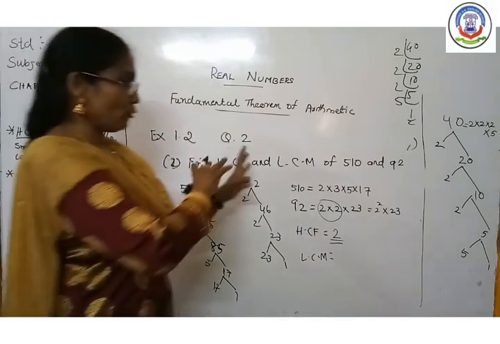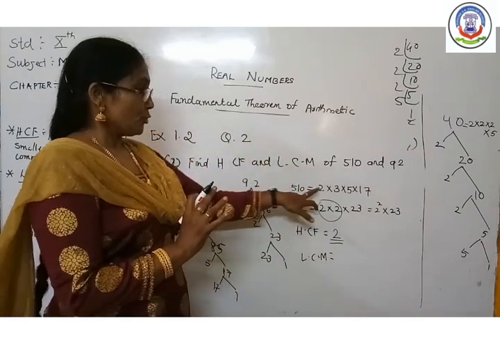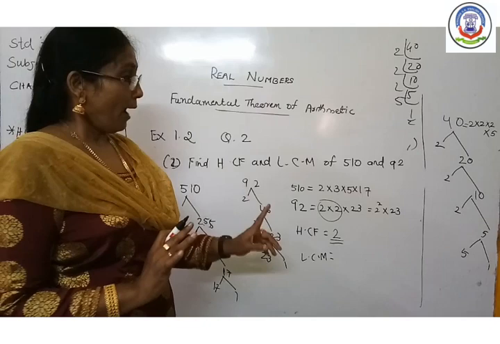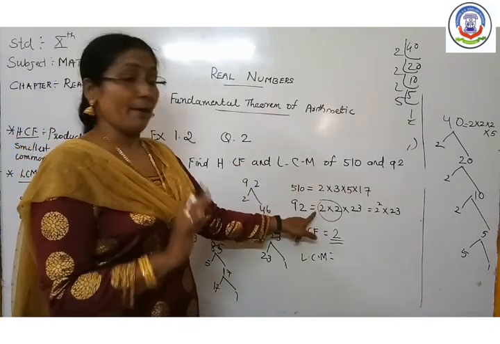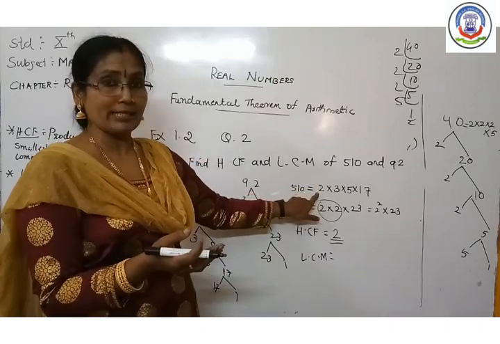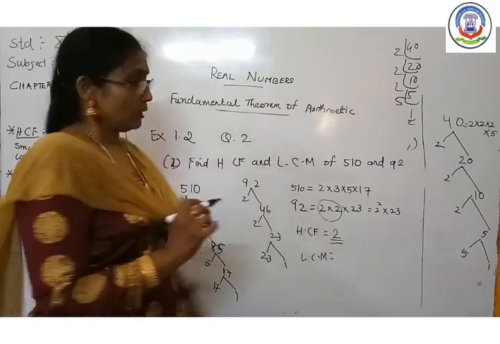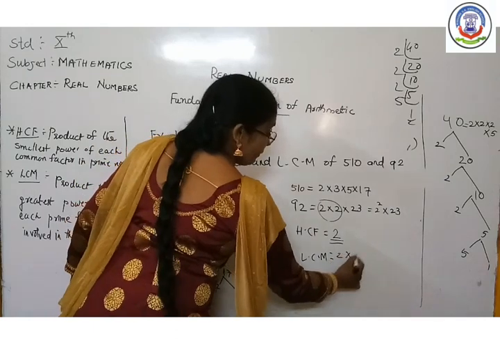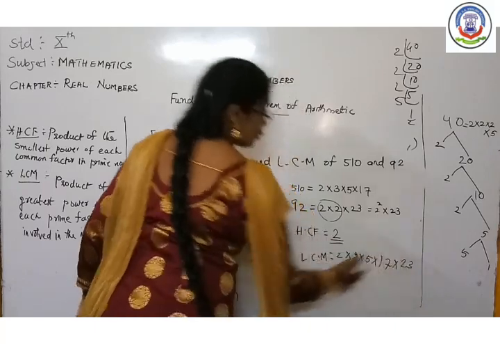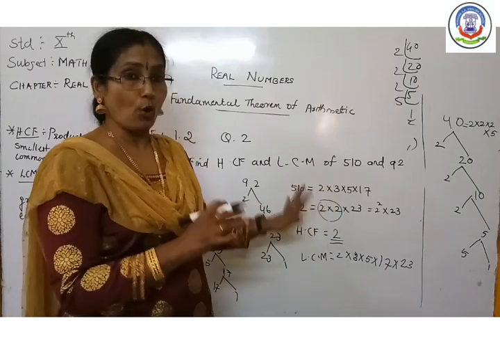Greatest power. That means you have to go through what the prime factors are in this factor tree. 2 is there, 3 is there, 5 is there, 17 is there, 23. All should be written. And especially if a factor is repeating in both numbers, for example here 2 raised to 1 is there, here 2 raised to 2. That one only you have to take into account. So for the LCM, all the prime factors 2 into 3 into 5 into 17 into 23 are written here. From both factor trees, whatever factors you got, you write them all down.